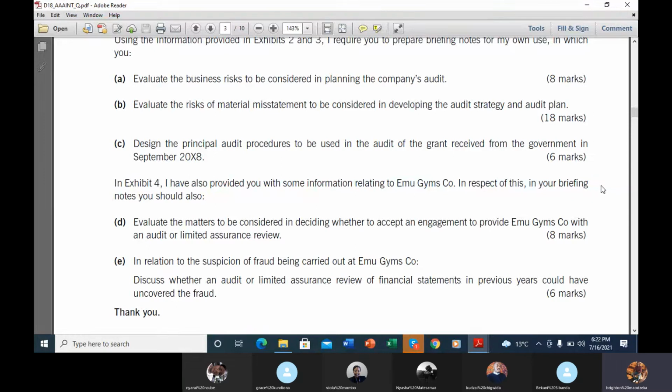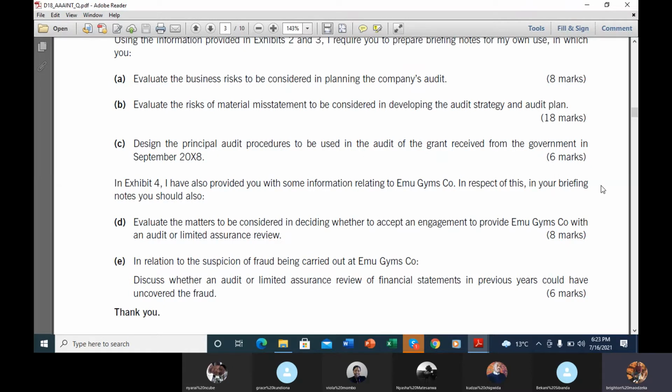So in this case, evaluate the risk of material misstatements means these are the risks that may affect the credibility of the financial statements that are being issued by the client. That's what we call risk of material misstatement. So we have to consider them when developing the audit strategy and the audit plan. What is the difference between an audit strategy and the audit plan?